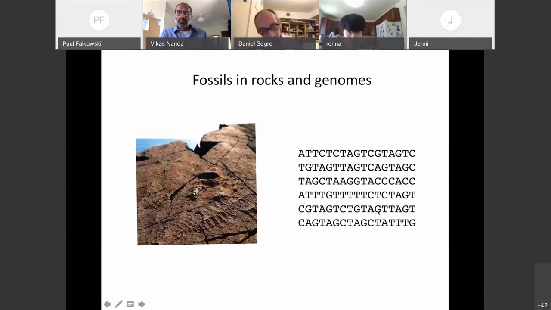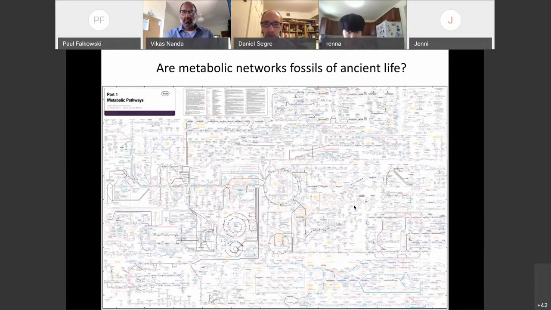This is a perfect segue to what we just heard. I think it's natural to think of fossils and traces of ancient life in rocks and in genomes. One can look for phylogenetic signals of ancient life, and as we just heard, in protein folds as well. What we've been doing in the past few years, and in fact it started with this work with Jason several years back, is to think of whether we can look for fossils of ancient life in metabolic networks, meaning really in the architecture of metabolism, asking how this network that we see today came about and whether we can read it in such a way to try and infer some of its early history.